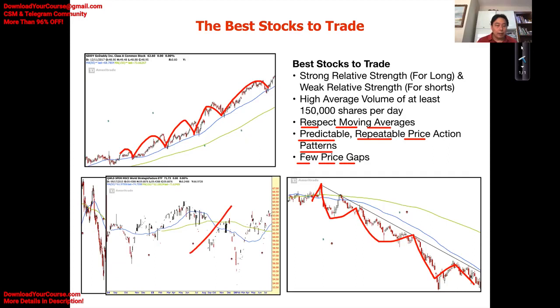These are erratic, choppy patterns that can't be traded. So now you know what kind of stocks we're looking for. How do we find these stocks every single day? So I'm going to go into screening for these stocks right now.